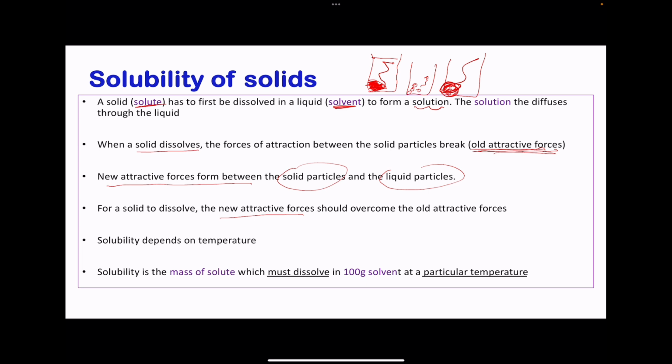Also, solubility depends on temperature. For solids, the higher the temperature, the higher the solubility. So the definition of solubility: this is the mass of a solid which must dissolve in 100 grams of a solvent at a particular temperature. This is very important because solubility is temperature dependent. Like I said already, the higher the temperature, the higher the solubility of a solid.